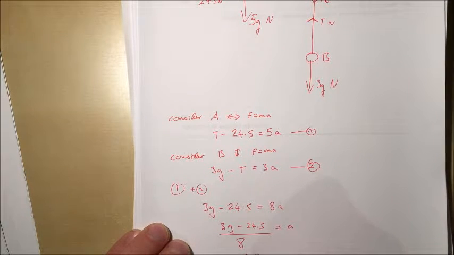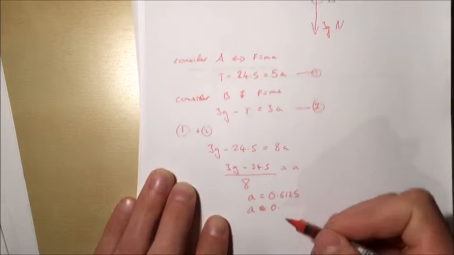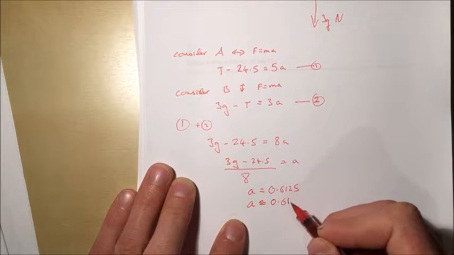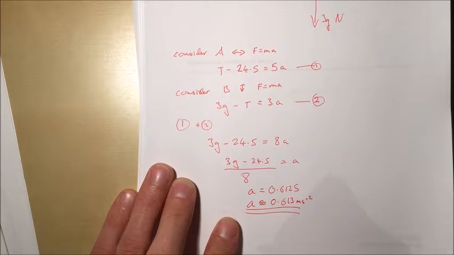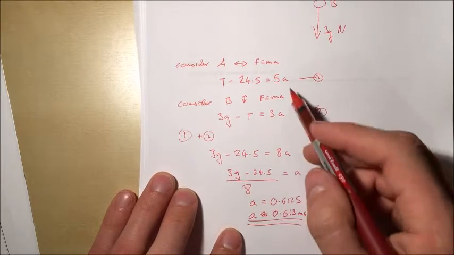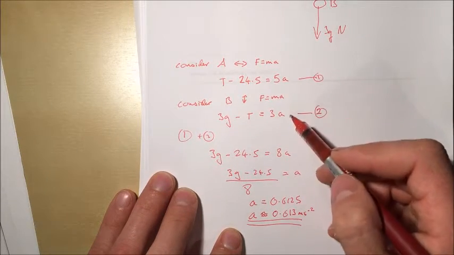So that means if we stick it in the calculator, a equals 0.6125, and I think they give it as 0.613. I think they're following the convention of 3 decimal places in the back of the book. 0.613 meters per second squared. And that's actually part B.